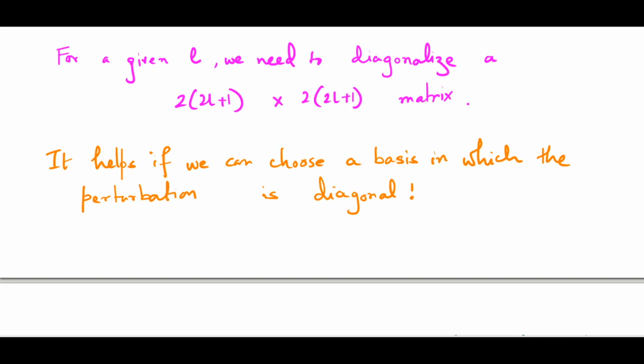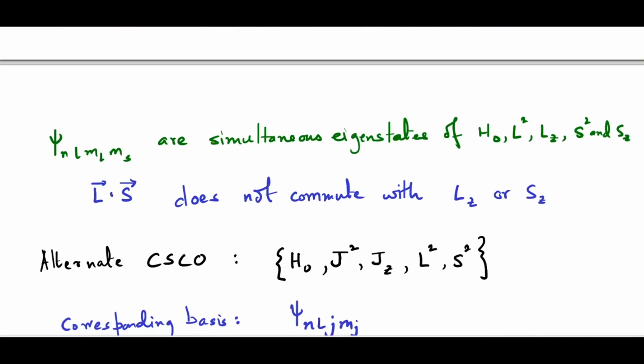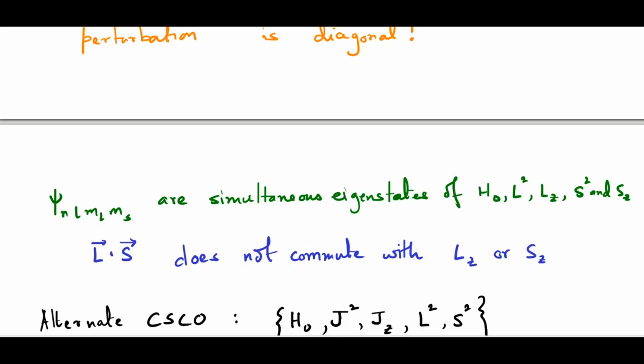H2 prime, on the other hand, has this operator L dot S, apart from a part which depends only on small r. Now it is easy to see that L dot S would commute with L square and S square, but it's also pretty easy to figure out that it will not commute with either Lz or Sz. And as a result, the psi n, L, ML, MS, which are simultaneous eigenstates of H0, L square, Lz, S square and Sz, would not really be a basis in which the perturbation term, which involves L dot S, would be diagonal.